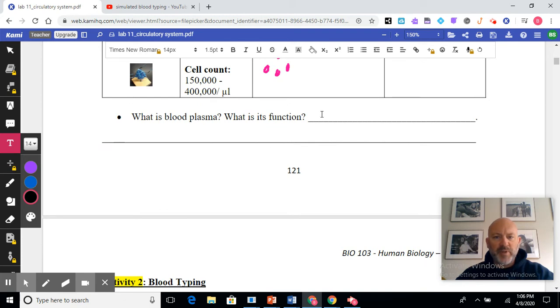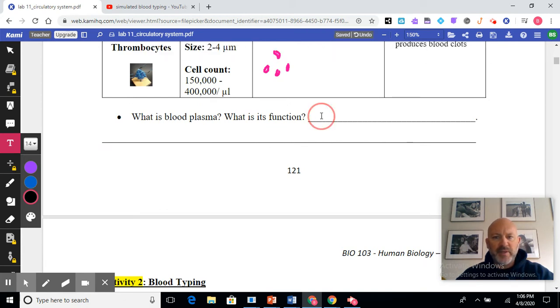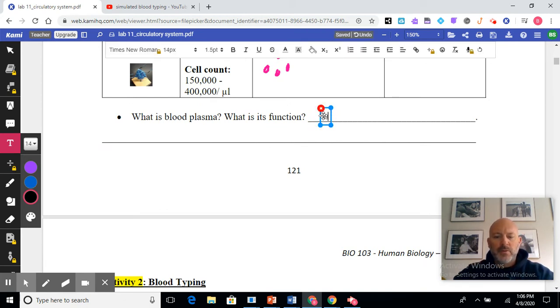And what is the blood plasma? What is its function? Well, the blood plasma is the liquid portion of the blood. And of course, this is what's transporting. Move this down here.